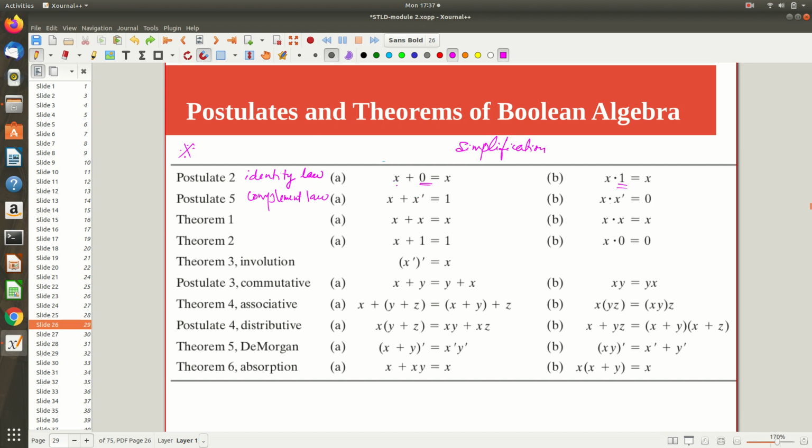Now the right side is the simplification part. If the left side has something like x plus 0, immediately replace it with x. That should come to your mind automatically. Now we are introducing a new theorem that we didn't see so far. You can directly understand it like this, and you can verify all these things with the help of a truth table. That is the simplest way of verifying the correctness of each of these theorems as well as postulates.